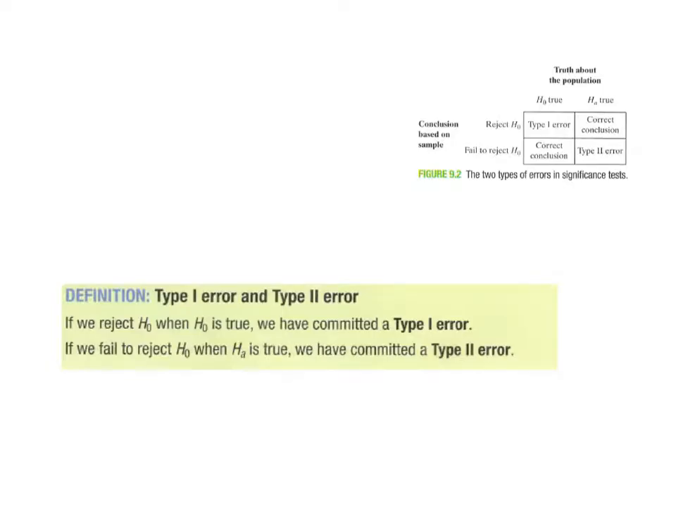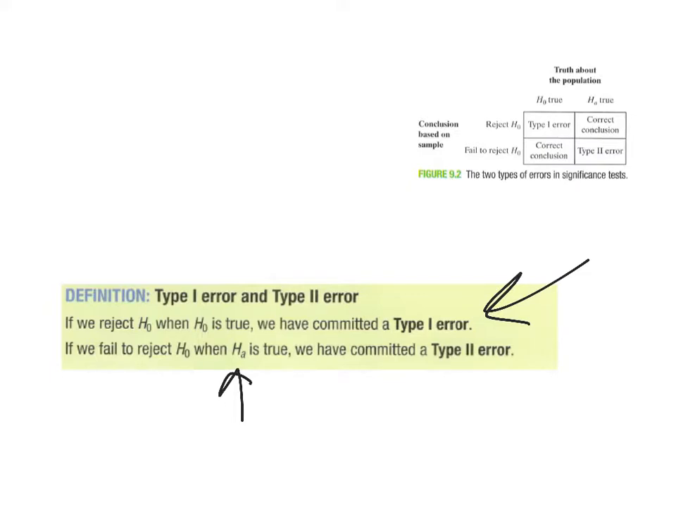But what if we screw this up? What if we reject the null hypothesis when the null hypothesis is true, or we fail to reject it when it is true? So these are called type 1 and type 2 errors. So with a type 1 error, we reject the null hypothesis when it's really true. Okay? With a type 2 error, we fail to reject it when the alternative hypothesis is true.